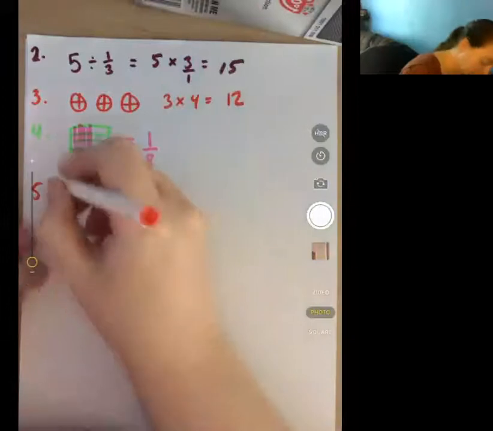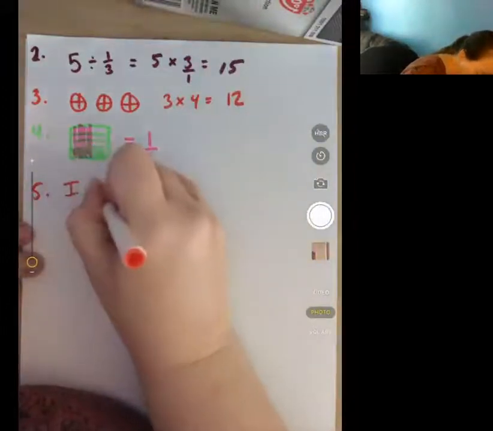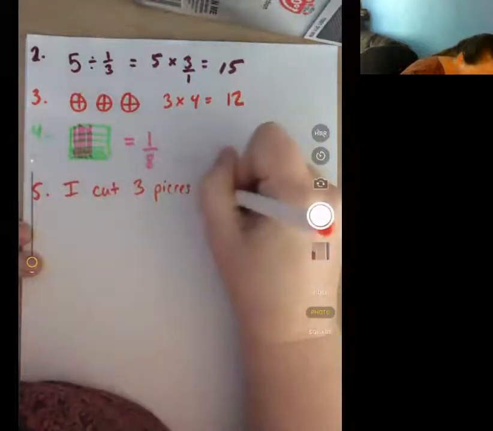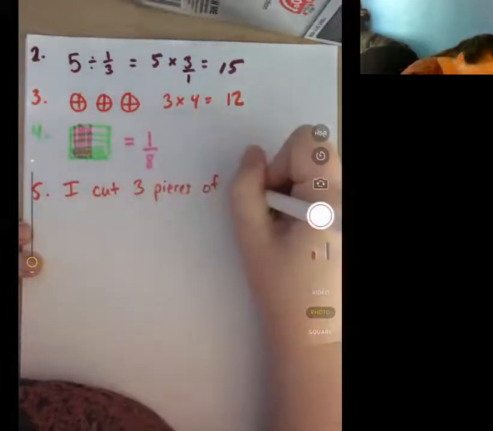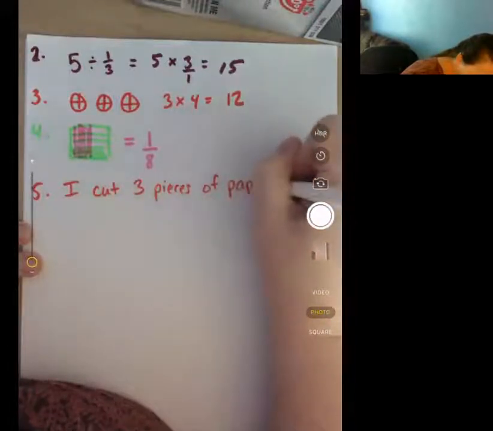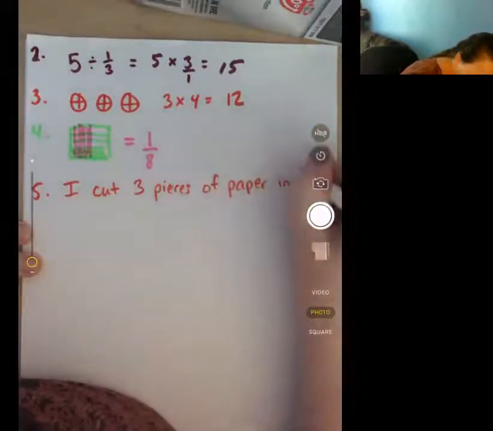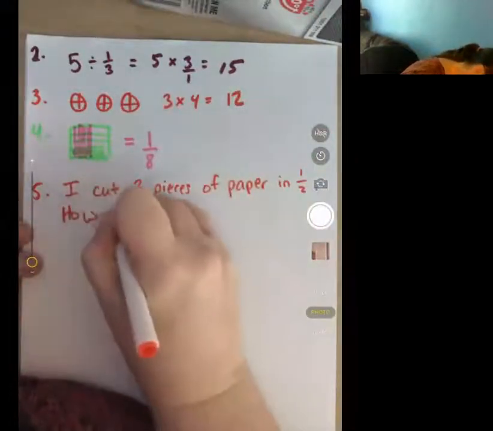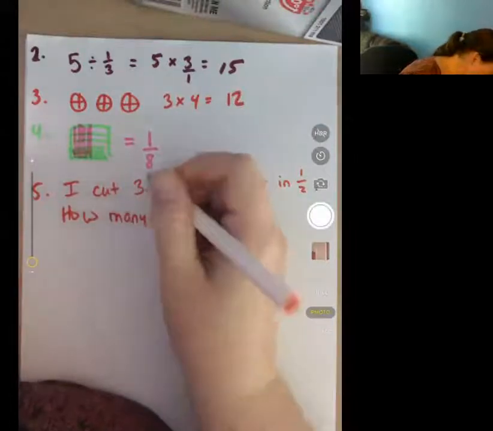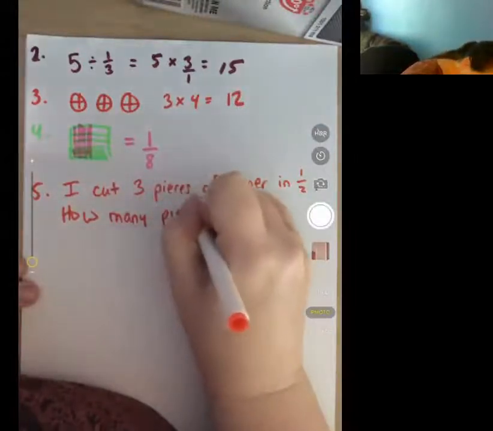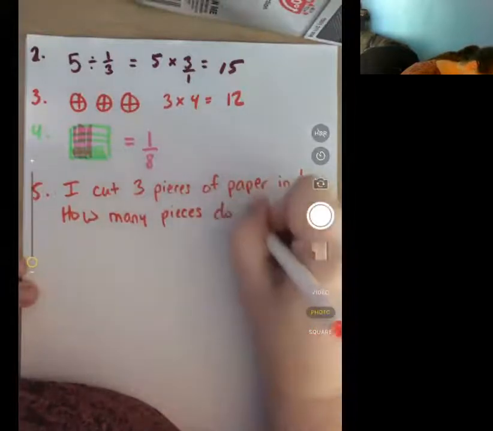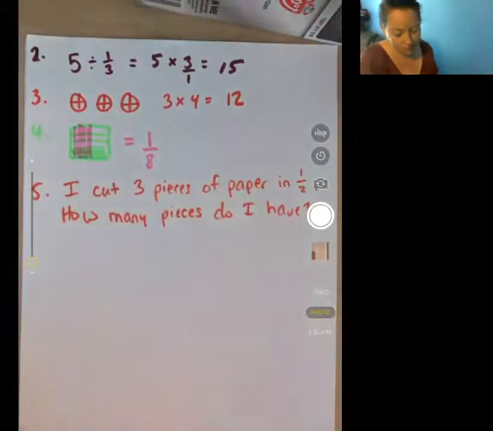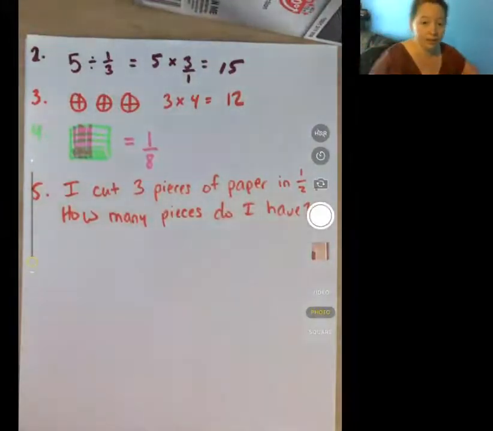Okay. I cut 3 pieces of paper in half. How many pieces do I have? Good enough. Number 6.